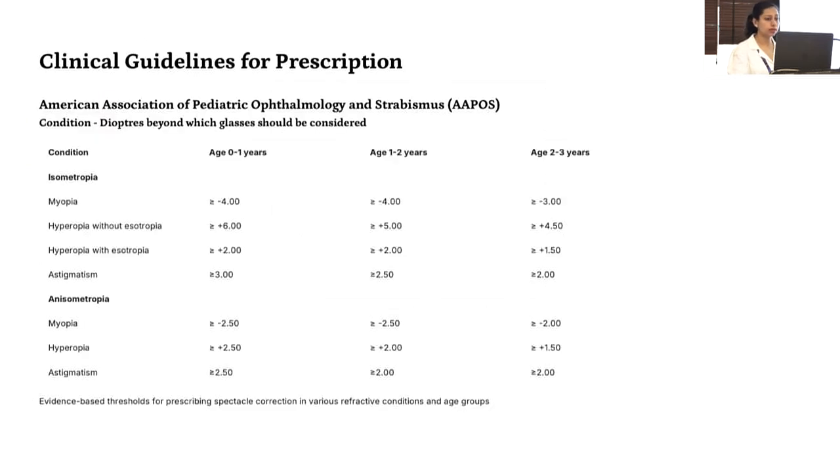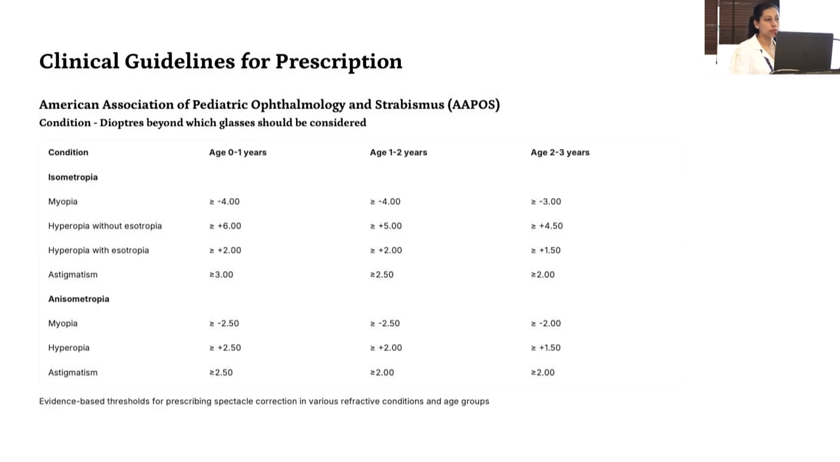This is the clinical guideline for prescribing spectacles according to the American Association of Pediatric Ophthalmology and Strabismus. When we look into this table, we can see that myopia has to be prescribed only if it is more than -4 diopters in infants and up to 1 to 2 years, and you should consider prescribing for myopia if it is more than -3 diopters in 2 to 3 years of age. Hyperopia without esotropia has little leverage.